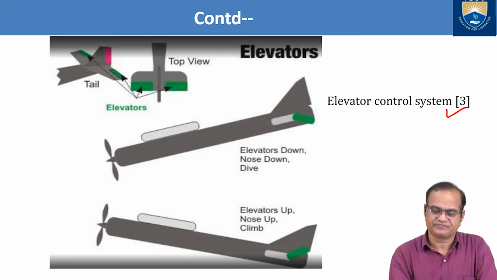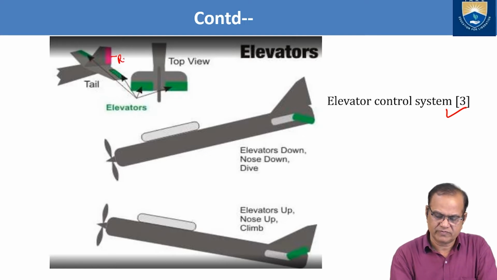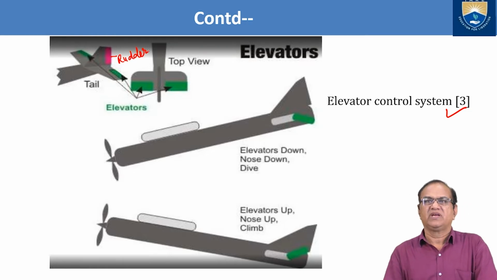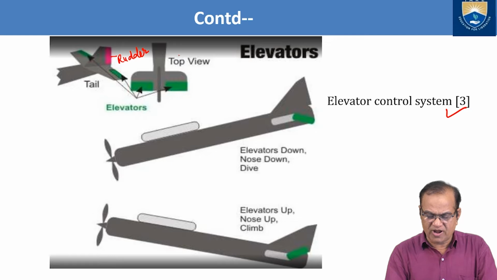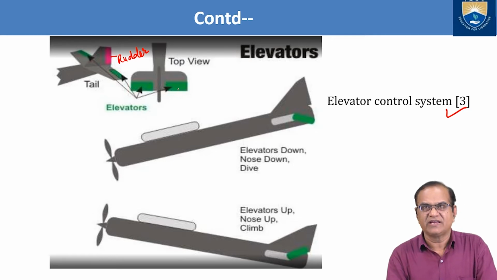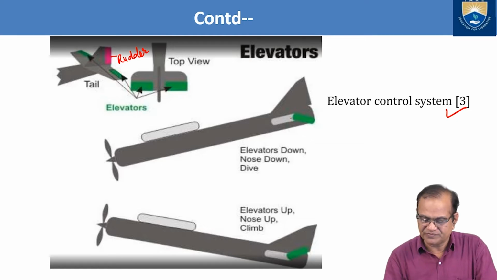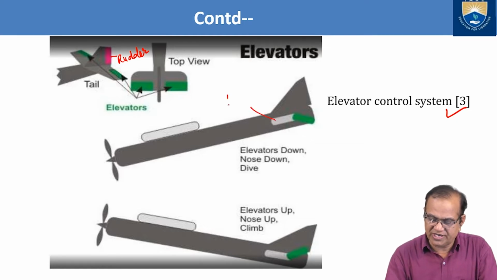This is the rudder. If you see from the top, your elevators are visible in green, and how they will go up and down and what will happen to the aircraft is explained here. This is your horizontal stabilizer.